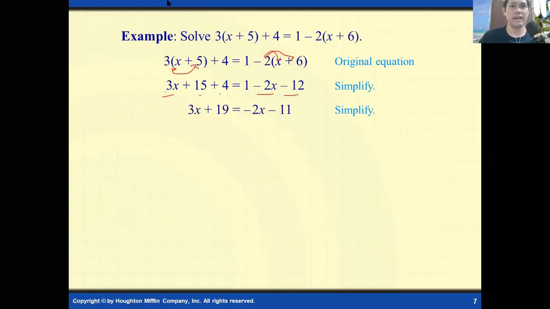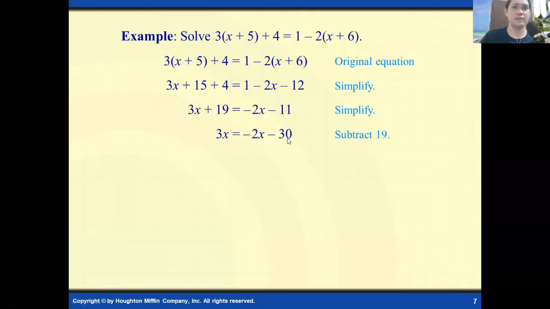So to simplify, class, what we'll have now is 3x plus 19. Where did we get 19? 15 plus 4. This one, 1 minus 12 is negative 11. That's why it's negative 11. I hope you can follow. And after that, we combine like terms by subtracting 19 from both sides, actually.